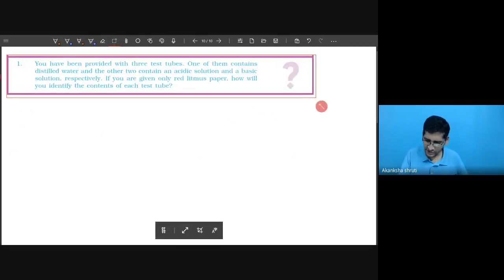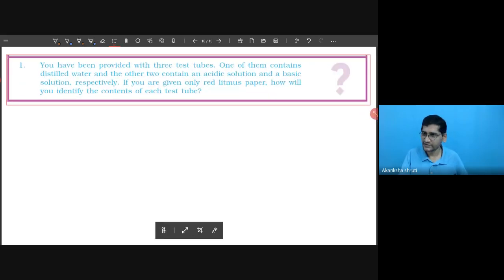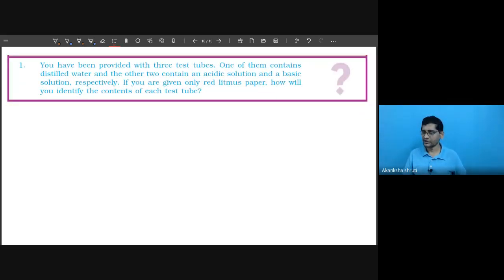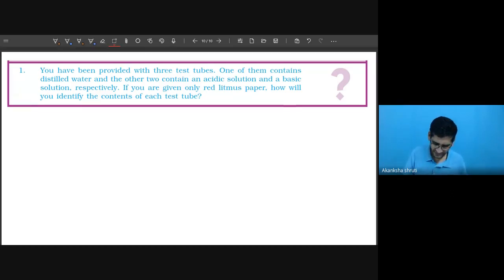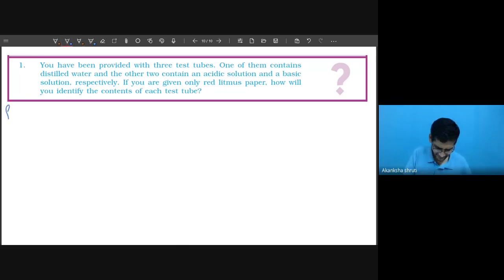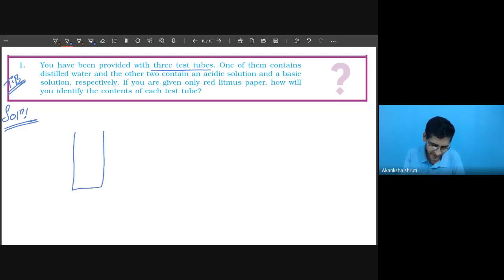So student, this is the question. Please tell me what will be the answer for this. Tell me quickly. Please read the question and tell me. It is your textbook question. You have been provided with 3 test tubes. तो आप पहले 3 टेस्ट ट्यूब्स आप बना लीजिए. आप चाहिए तो टेस्ट ट्यूब बनाइए या जार बनाइए, एक ही टाइप की चीजें होती हैं.